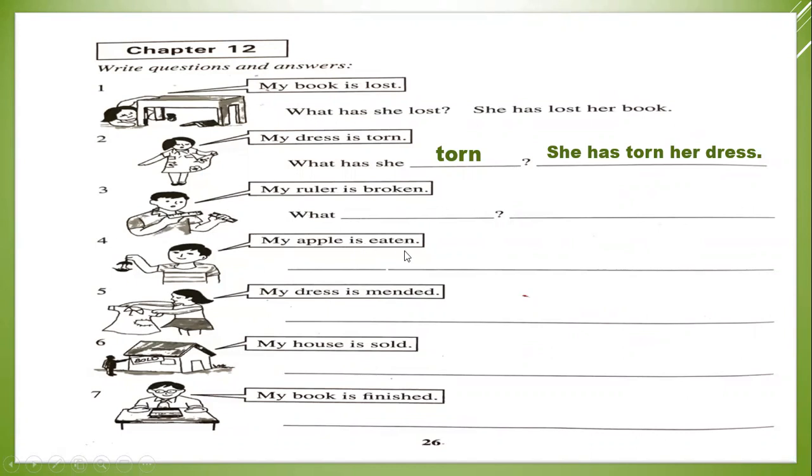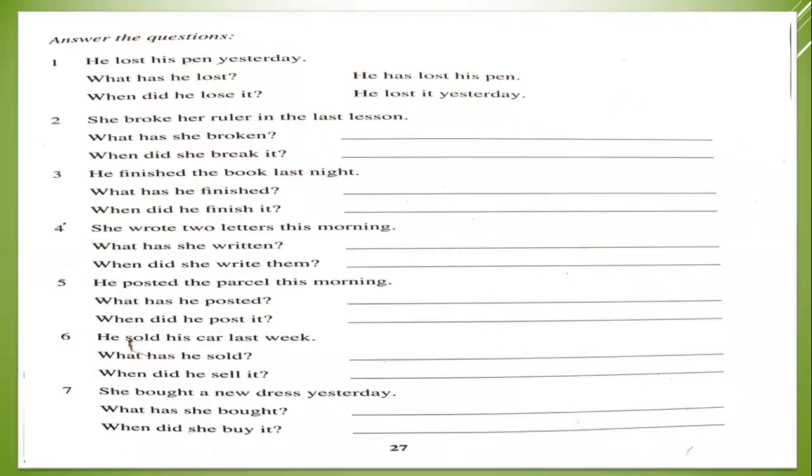My apple is eaten. What has he eaten? Question mark. He has eaten his apple. Full stop. Remember, after the question, you must put a question mark. After the answer, a full stop. Like this, you have to complete this whole page. Okay? Our next page of the workbook, page 27, answer the questions.